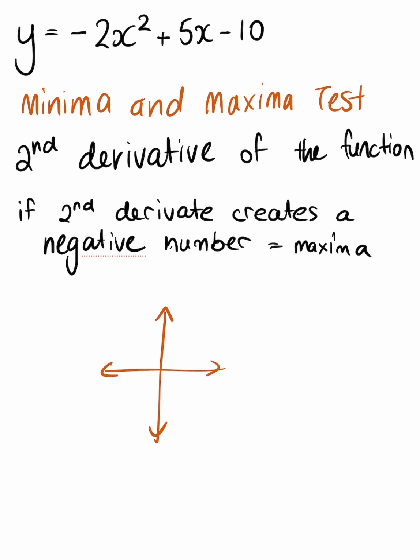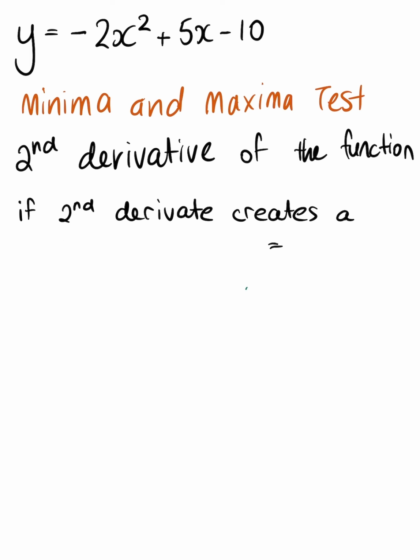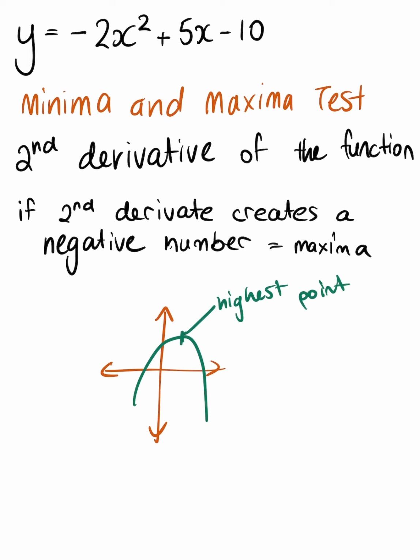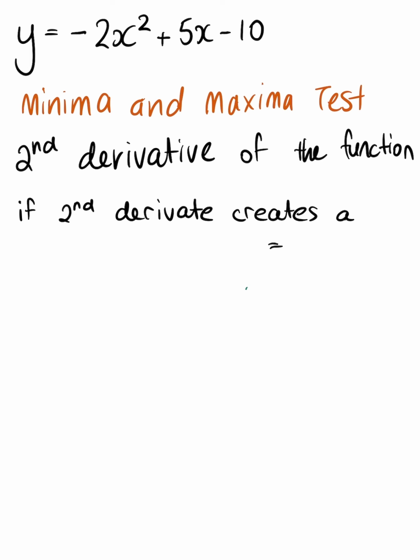Now, if you did your second derivative and you got a negative number this time, well, now you'd be getting a maxima. So your graph is going to look a little bit like this. It's going to kind of look like a sad face or an upside down U. And again, you're going to see here that you're going to have some point, some value that's going to be its highest point.